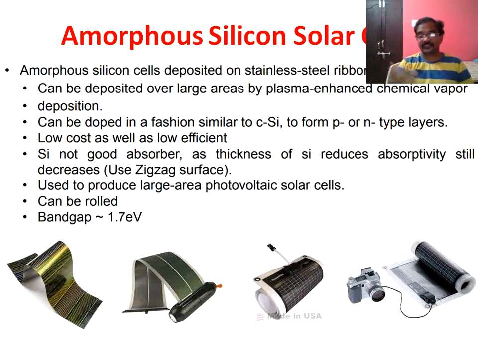And you can see the diagram on the right side. It can be used to charge a camera, which will be very useful for wildlife photographers going into the wild, where instead of carrying batteries, they can carry these flexible solar panels and charge their cameras. The band gap of these solar panels is 1.7 electron volts, whereas the band gap of monocrystalline and polycrystalline solar cells is 1.11 electron volts. They are used to produce large area photovoltaic solar cells.